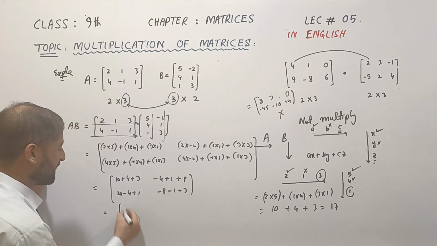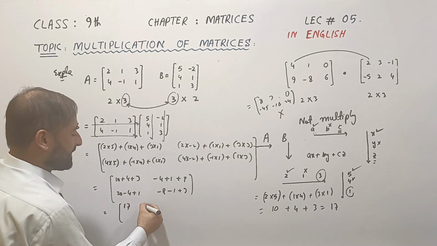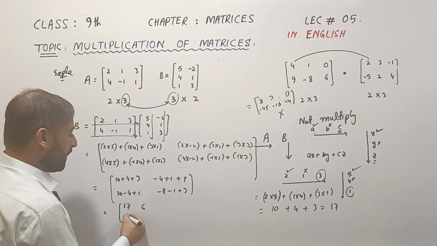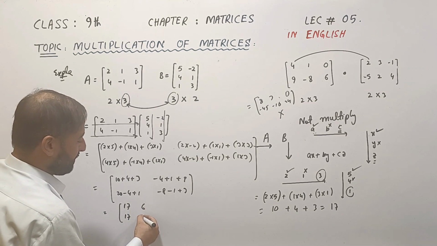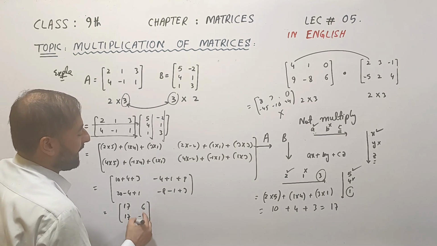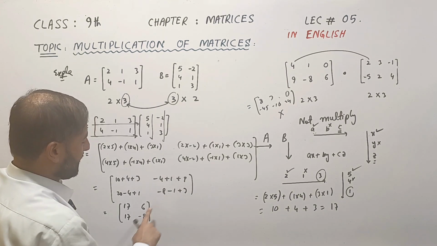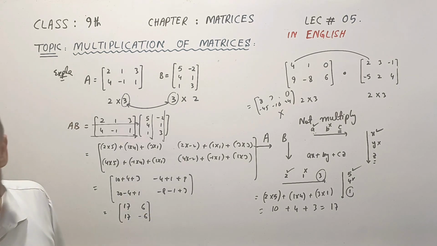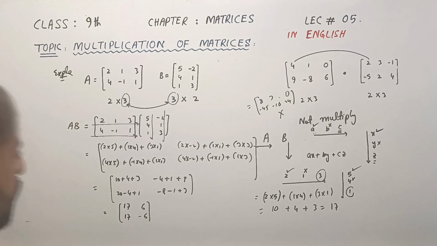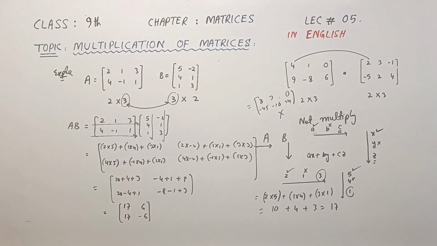Okay, my sweet students, this is 17, 6, 17 by chance, and this is minus 8, minus 10, minus 9, minus 9 plus 3 is minus 6. By chance, we got this result. Okay. You got me? This is the result of multiplication of these two.